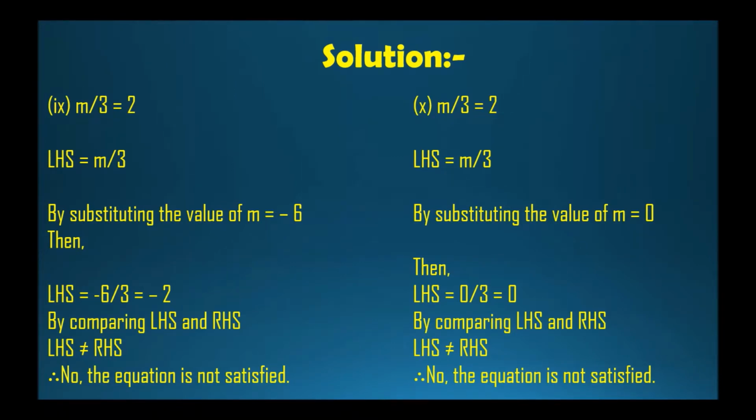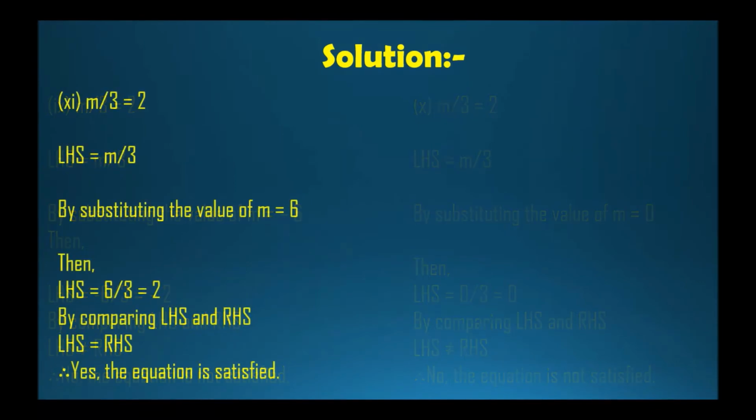Next, m upon 3 equals 2. M upon 3, the value of m is 6. 6 upon 3 equals 2. By comparing LHS and RHS, we can say that this equation is satisfied. So this is the table given.